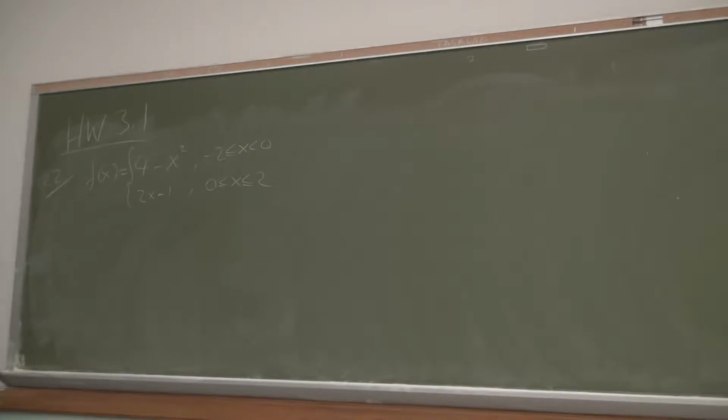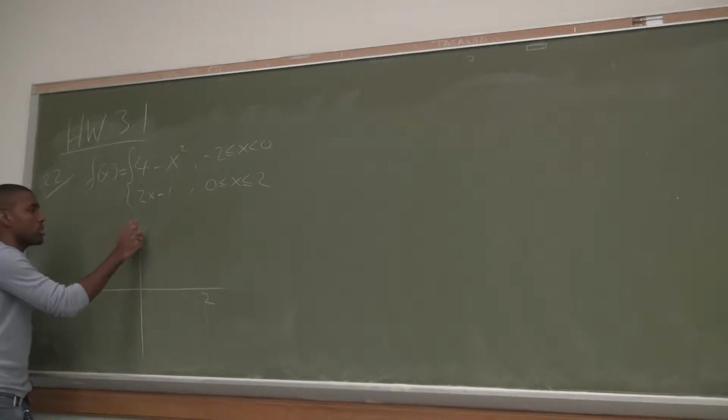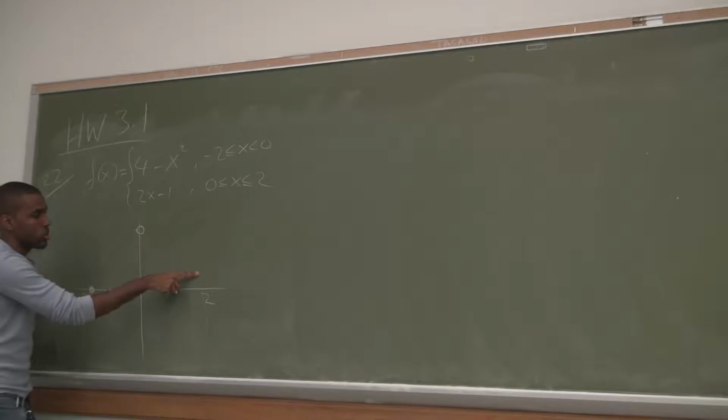Okay, so we want to find all extrema. How do you do that? You could sketch it, that's one way to do it. It tells you to sketch. So what does 4 minus x squared look like? It's just an upside down parabola that goes through -2 and +2. But we don't want the whole thing, we only want the part from -2 to 0, which is an open hole. You ignore the rest.